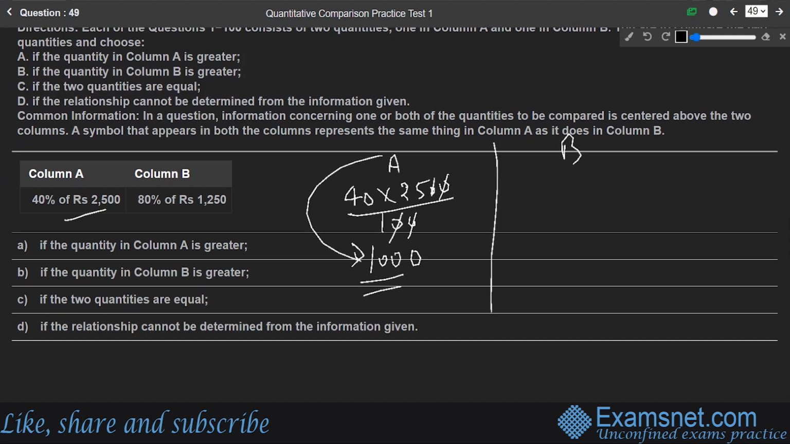Let us see what is the final value of column B. What is there in column number B? Column B has a value of 80% of 1250, 80 by 100 of 1250.